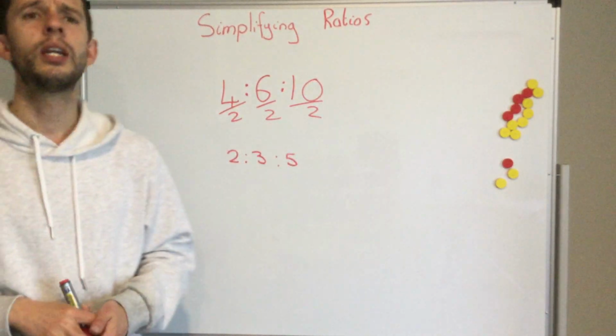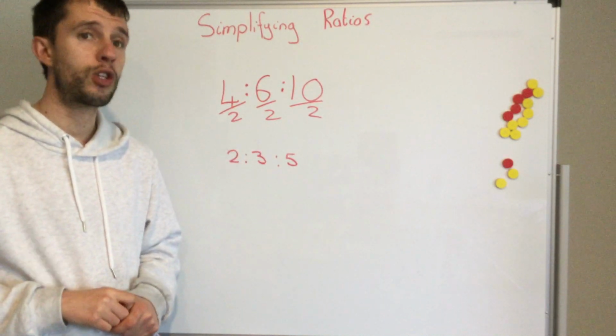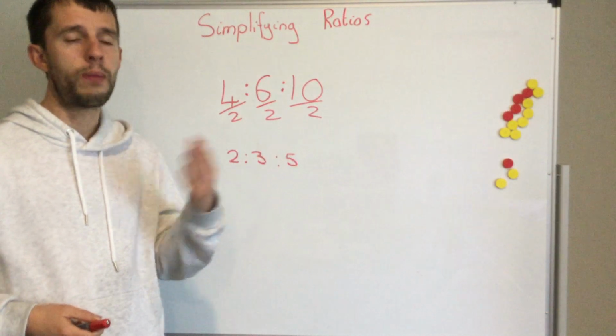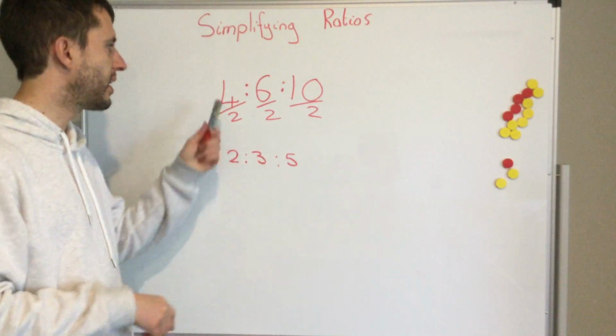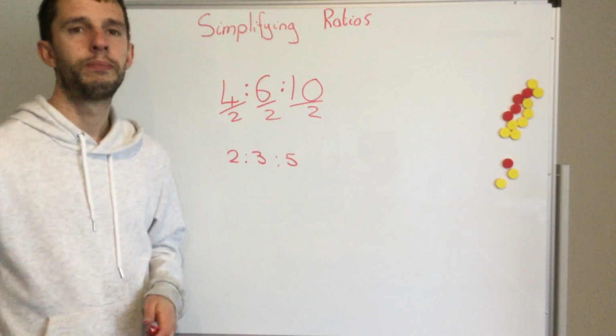As long as we're doing exactly the same to each part, we are okay. It's just like equivalent fractions. Whatever we do to the numerator, we must do to the denominator. Exactly the same with the ratio. We need to do the same with each of the pieces.